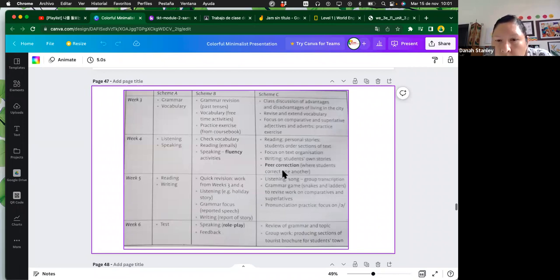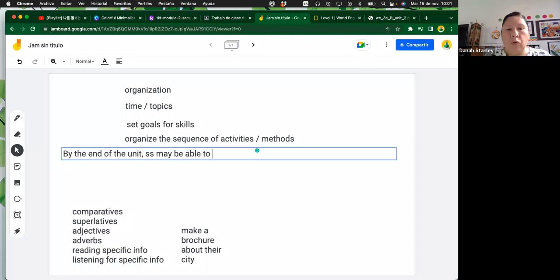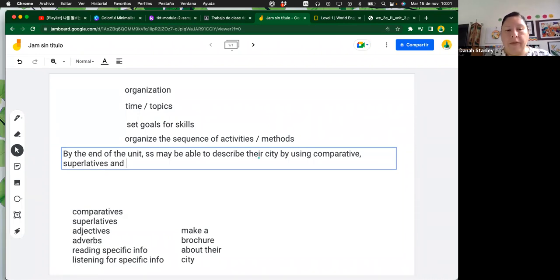Speaking. May be able to describe their city by using comparatives, superlatives, and adverbs orally and in oral and written forms.